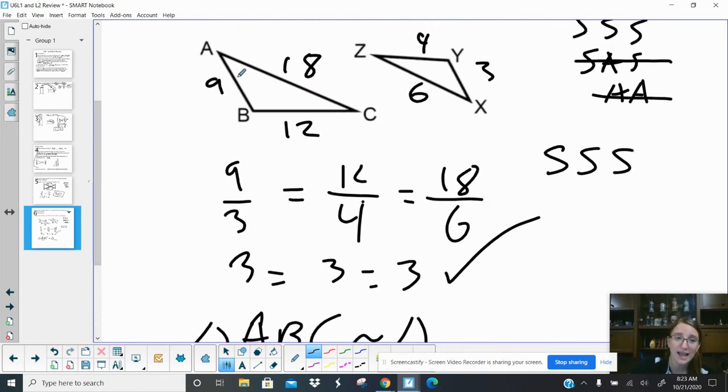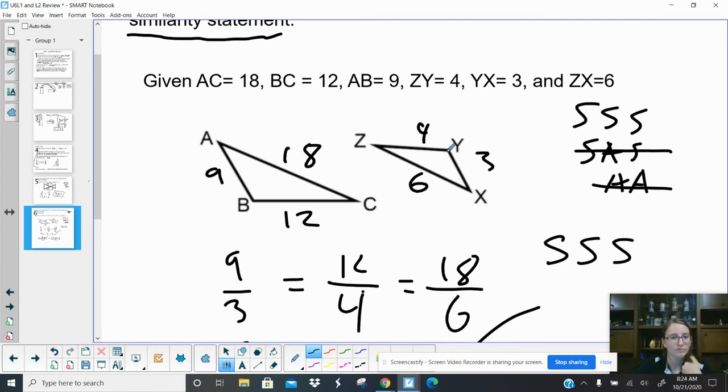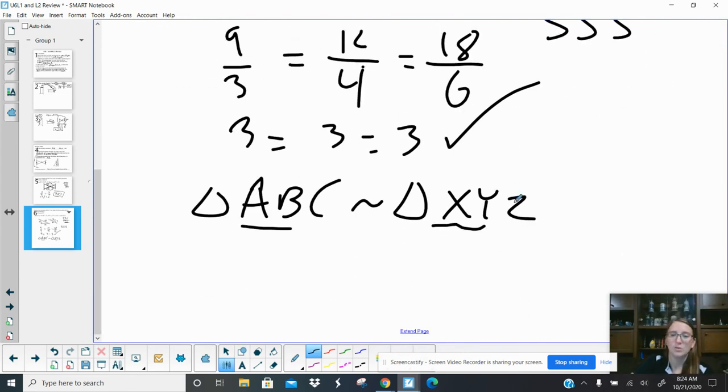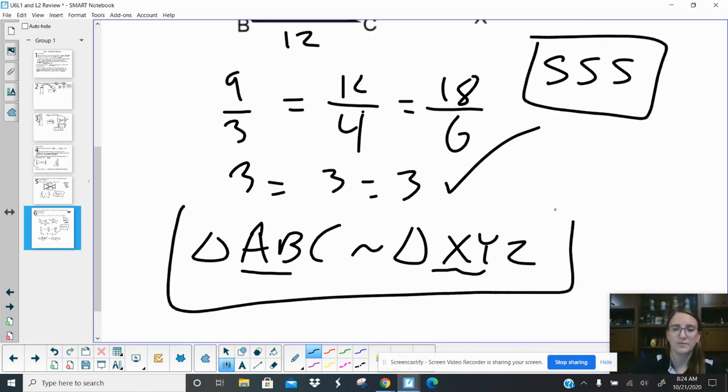Okay, well, I chose AB to go first. And that corresponds with 3, right? They were in the same fraction together. So I'm going to put X, Y first, and then I'm going to put Z. So that is our similarity statement. This is our similarity postulate. So these two are our answers.